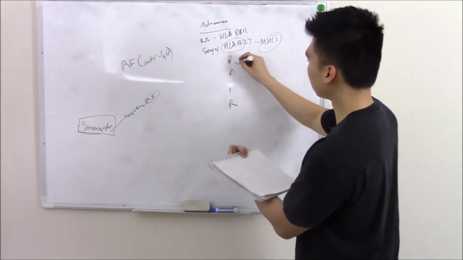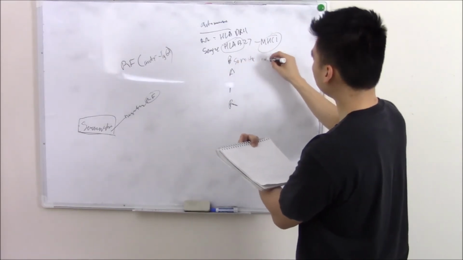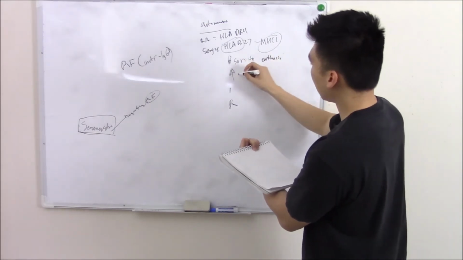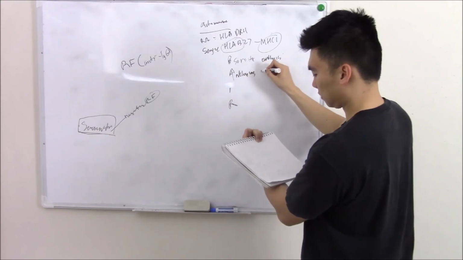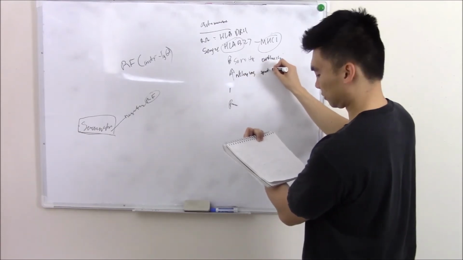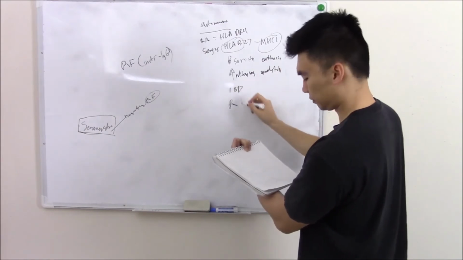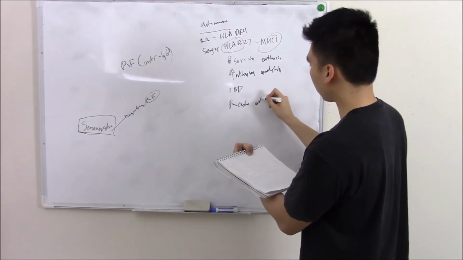So P stands for psoriatic arthritis. A stands for ankylosing spondylitis. I stands for IBD. And then R stands for reactive arthritis.